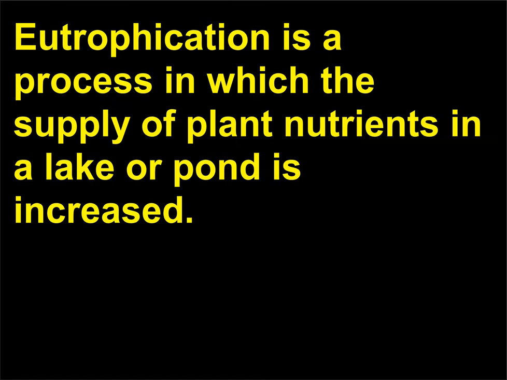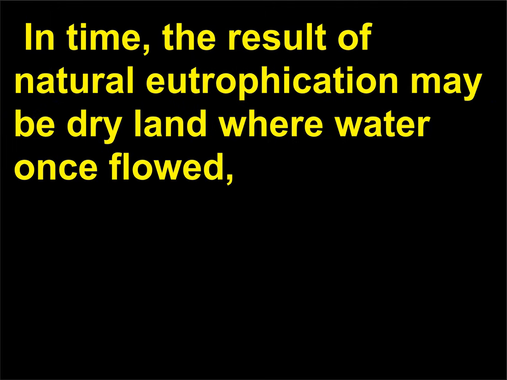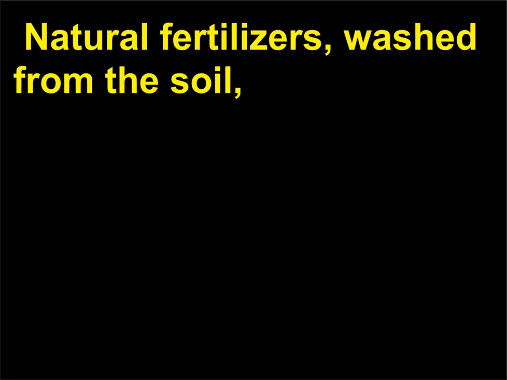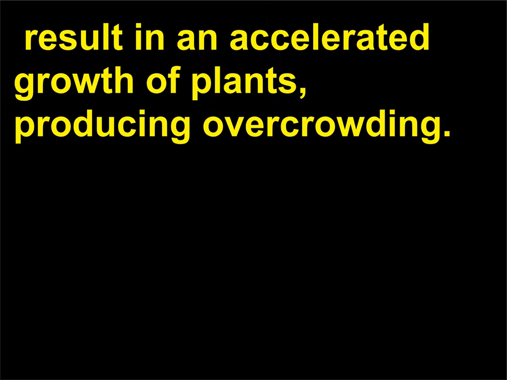Eutrophication is a process in which the supply of plant nutrients in a lake or pond is increased. In time, the result of natural eutrophication may be dry land where water once flowed, caused by plant overgrowth. Natural fertilizers, washed from the soil, result in an accelerated growth of plants, producing overcrowding.